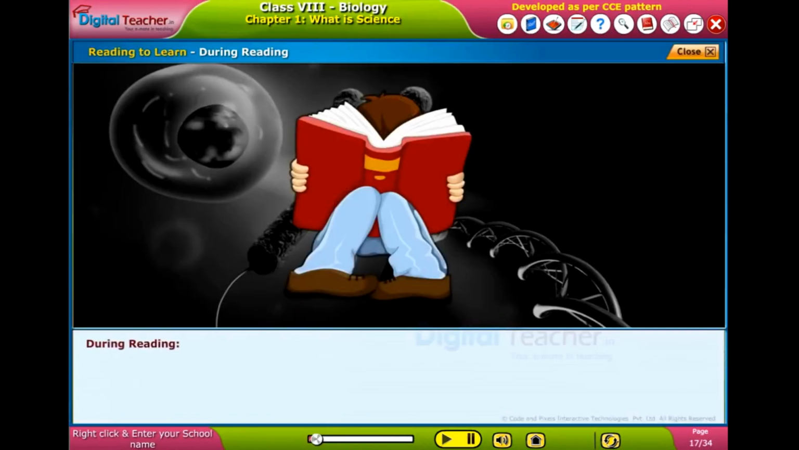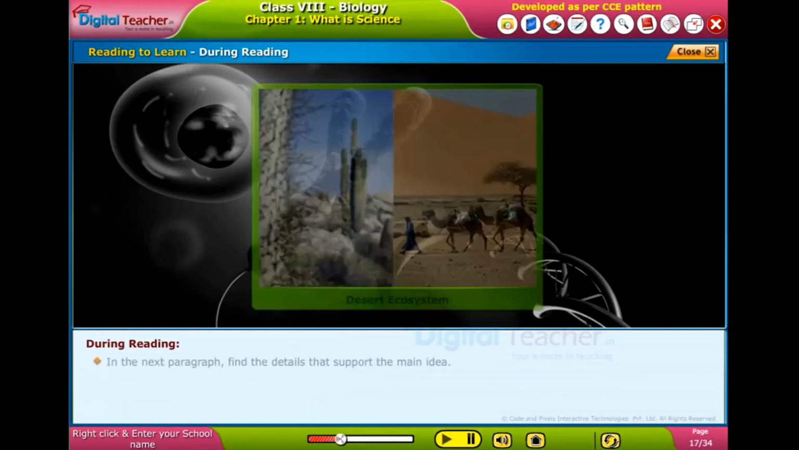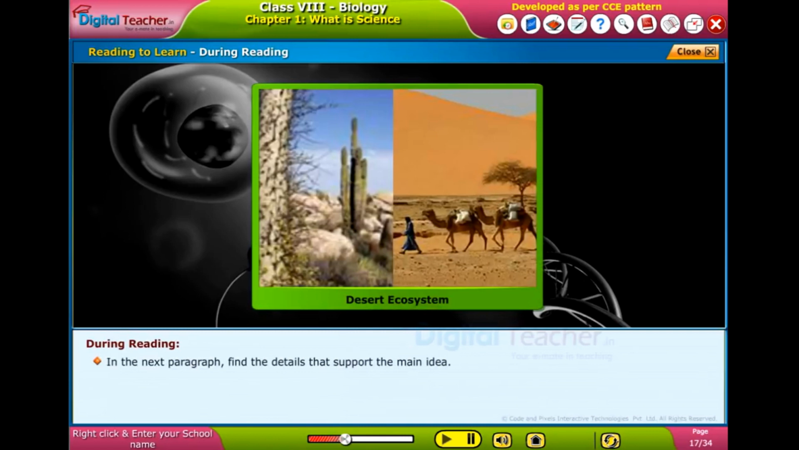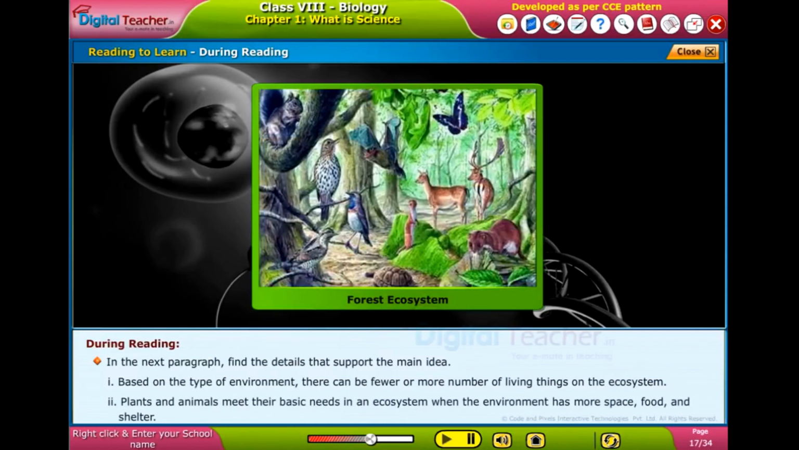During reading. From the first paragraph, find the main idea. A group of organisms interacting with each other and the environment constitutes an ecosystem. In the next paragraph, find the details that support the main idea. Based on the type of environment, there can be fewer or more living things in the ecosystem. Plants and animals meet their basic needs in an ecosystem when the environment has more space, food, and shelter.